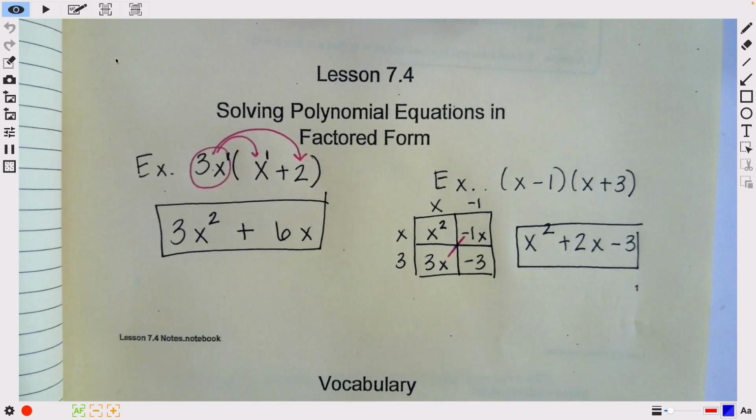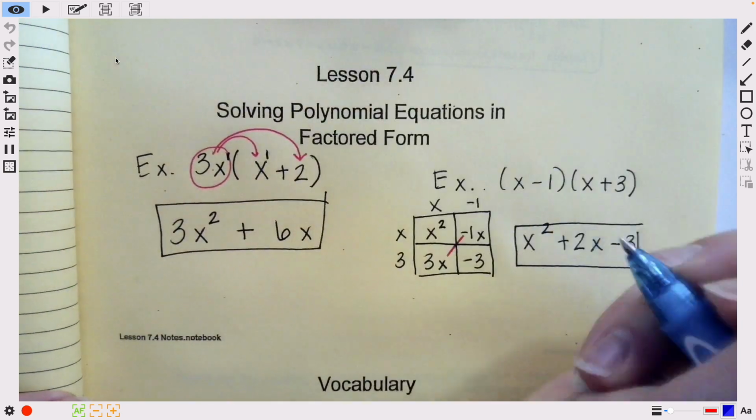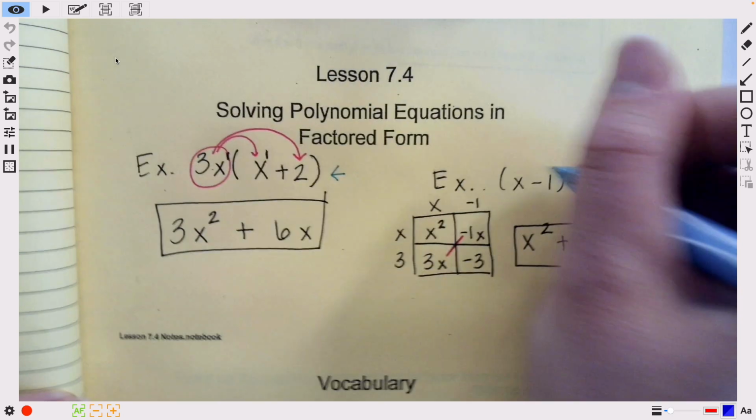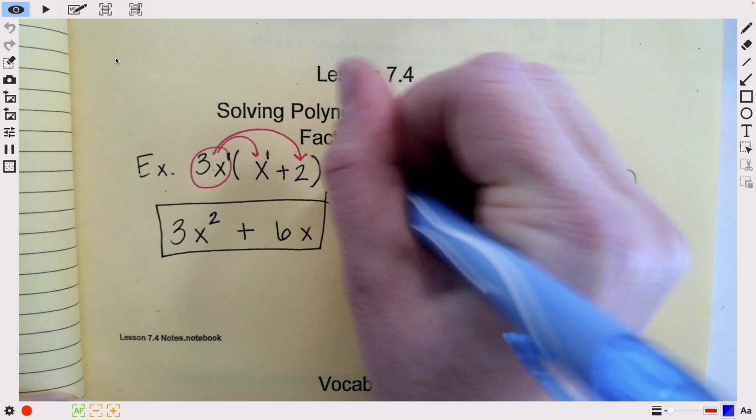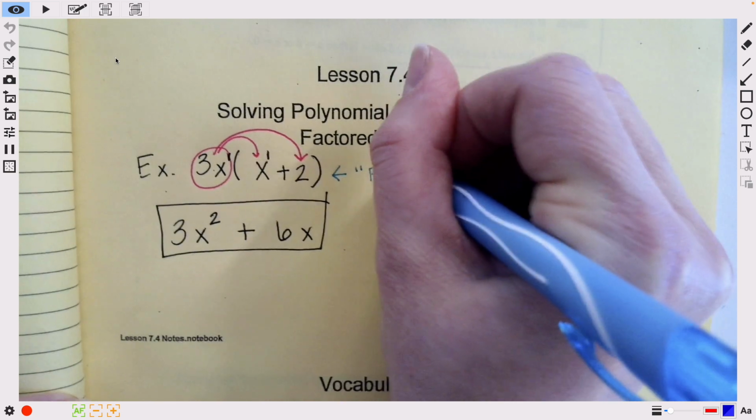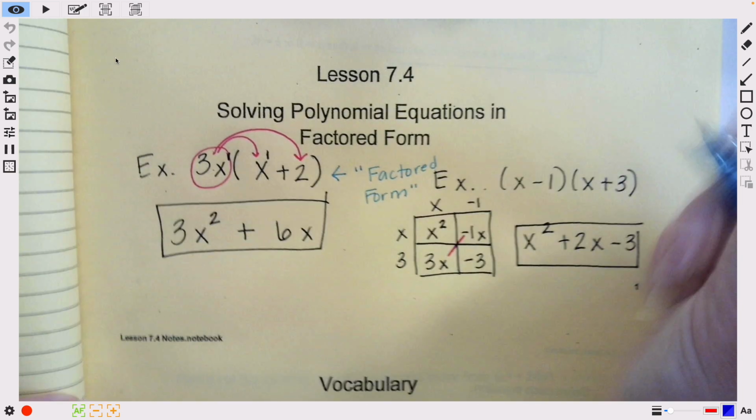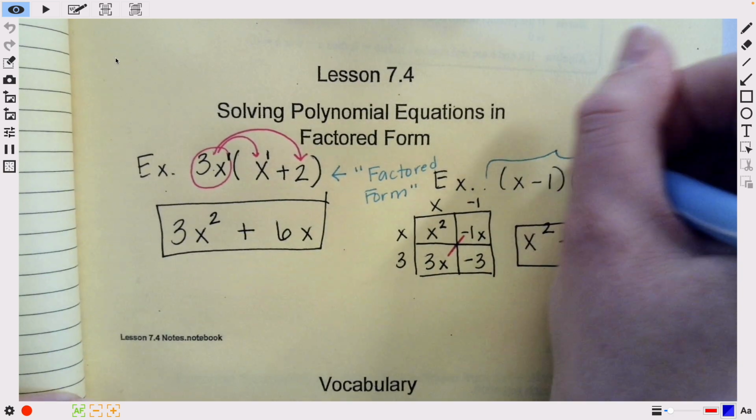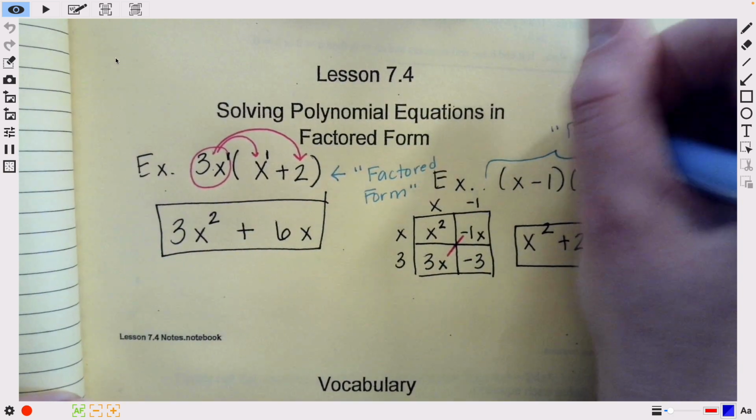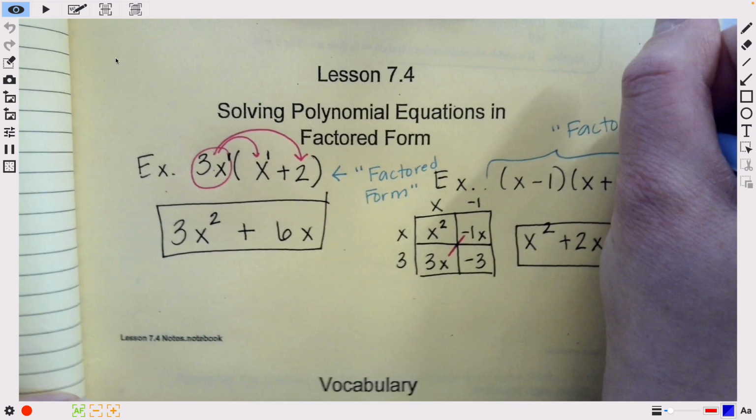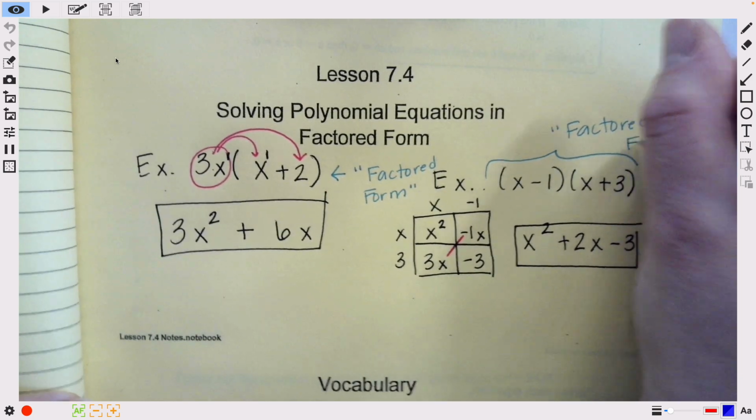That's the multiplication part. So factoring, this right here is called factored form. Okay, same with this. All of this right here is called factored form.